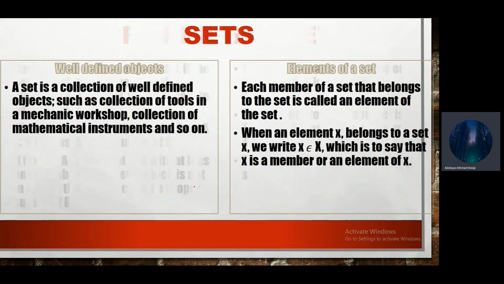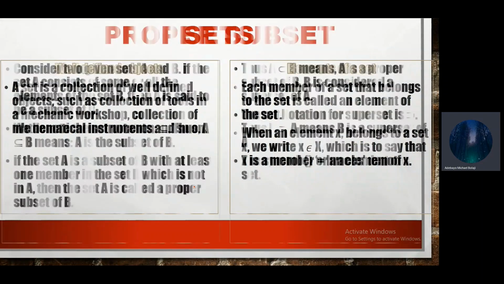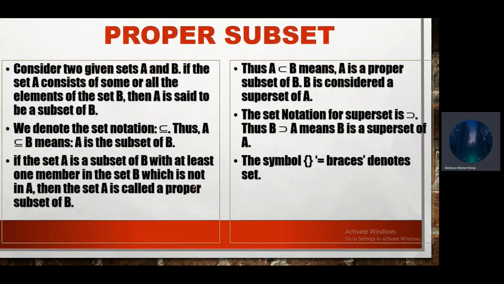Okay, proper subsets. Now let's read. Consider two given sets A and B. If the set A consists of some or all the elements of set B, then A is said to be a subset of B. Let's assume my A is equal to {1, 2, 3}, and my B is equal to {1, 2, 3, 4, 5}.